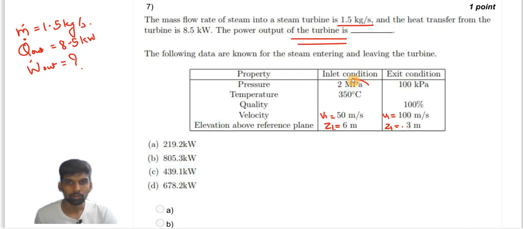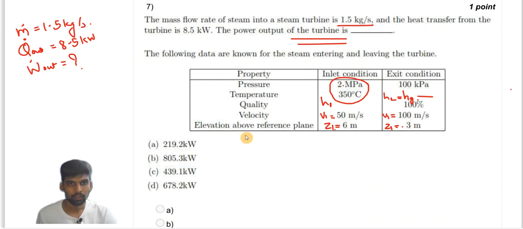Okay. So from steam table, when you look at this condition, you will find that at a given pressure, means at 2 megapascal, the saturated temperature, say Tsat, will come out less than this 350 degree Celsius. Means inlet condition is superheated vapor. And at exit condition, they have mentioned quality as 100%, means it is saturated vapor. So from steam table you will calculate H1 and H2, and H2 will be equal to Hg.